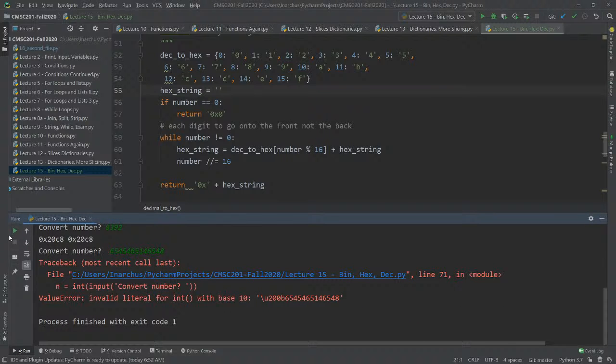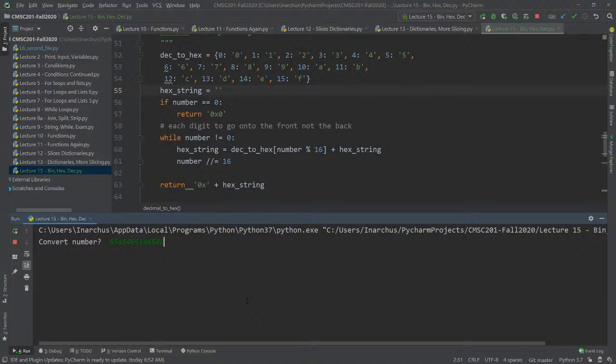Oh, guess it had a space in it. There we go. So, all right.